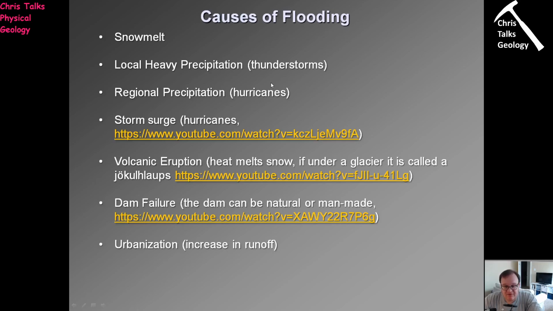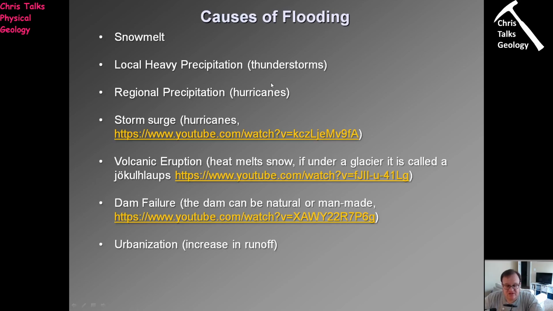Obviously, you can have dam failures, both natural or man-made. Natural dams are just something like a fallen tree blocking a river, or a beaver dam. Those can actually hold back quite substantial quantities of water in some cases, and so when those fail, that can obviously allow water to flow downstream. And obviously we have man-made dams. When they fail, once again exactly the same situation, you can have quite large quantities of water flowing downstream very, very quickly. The final cause of flooding is urbanization.